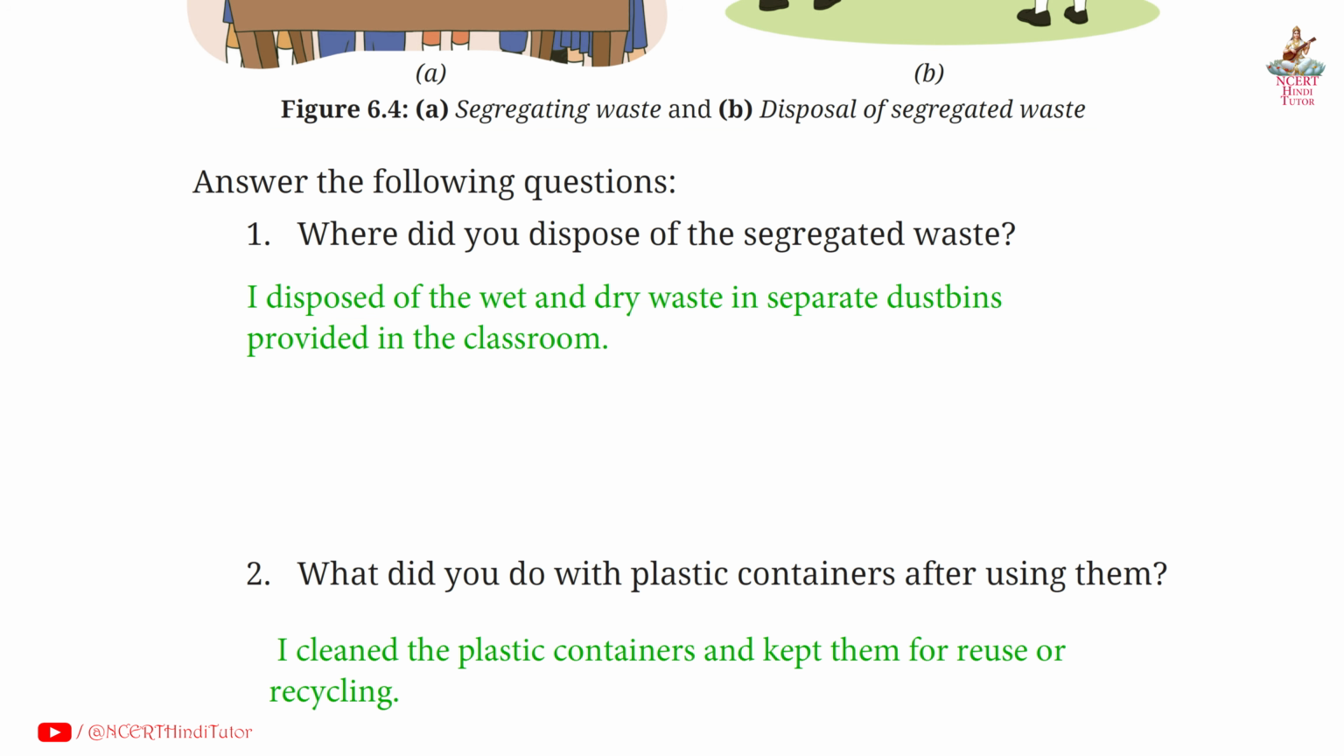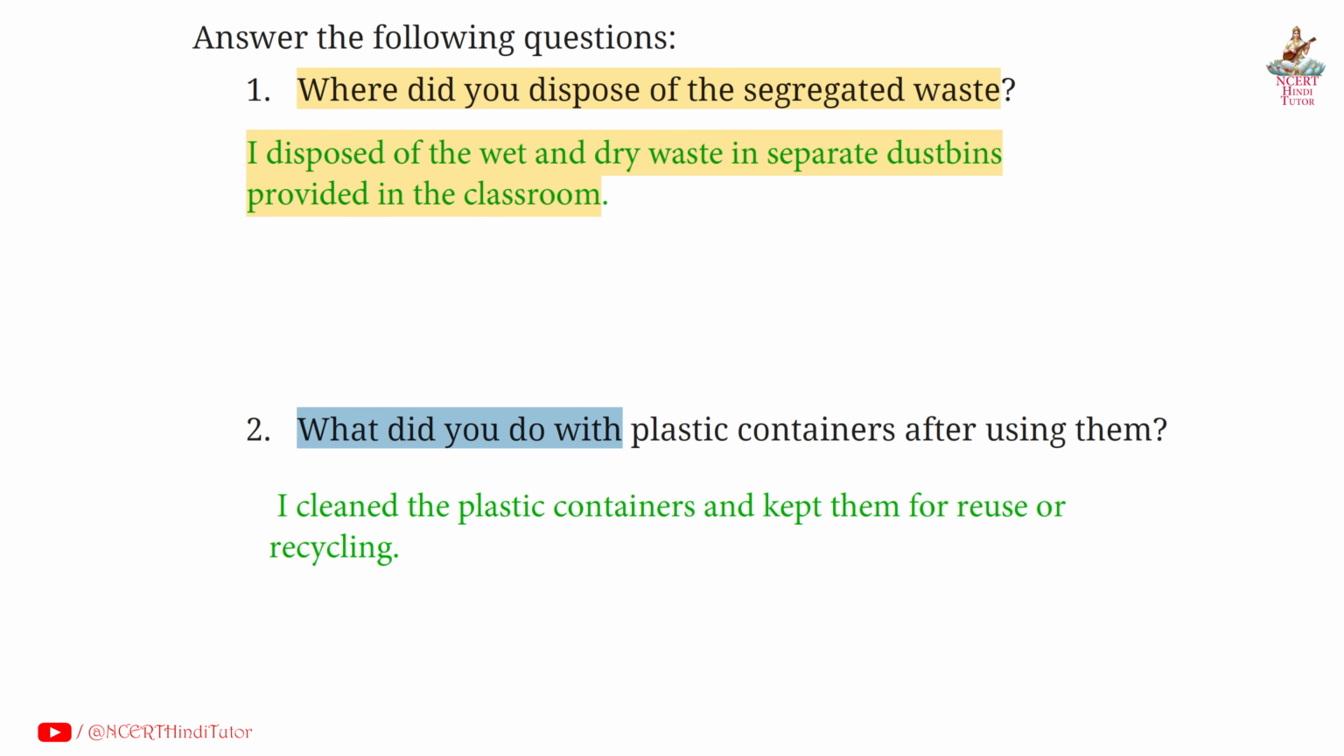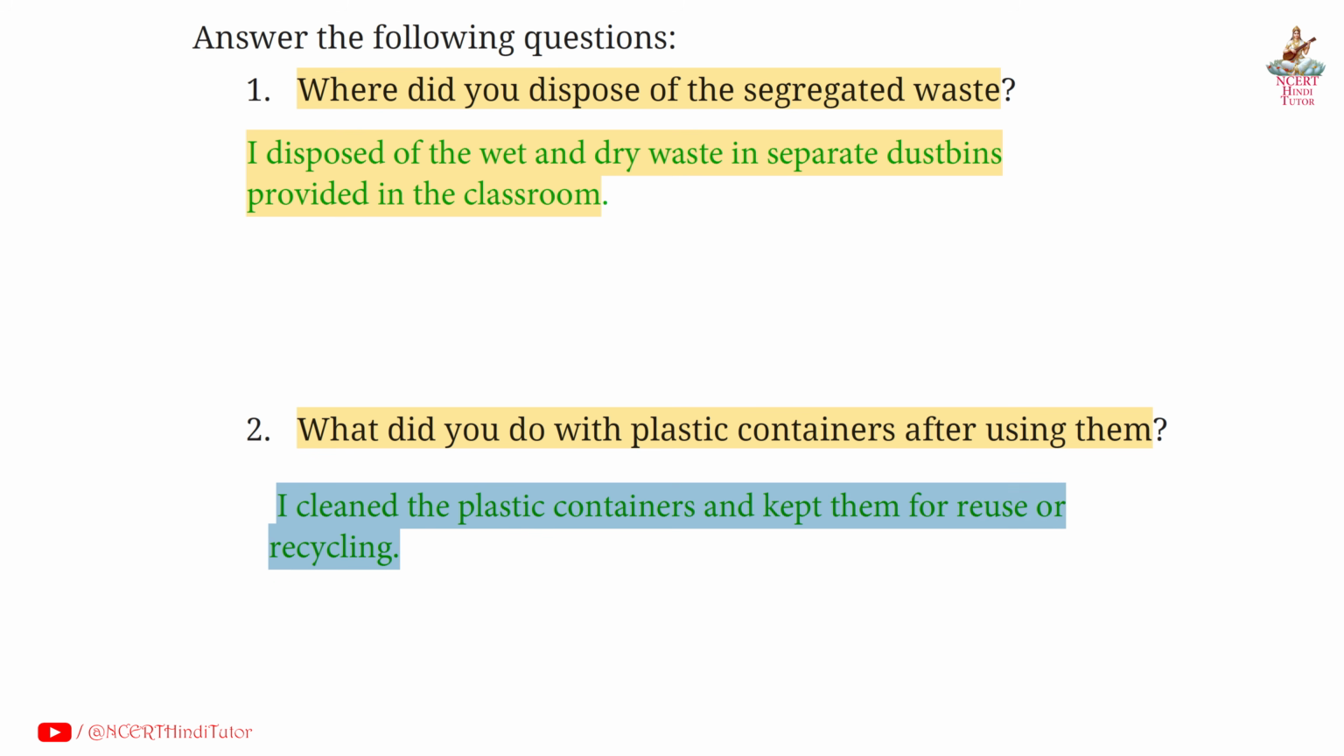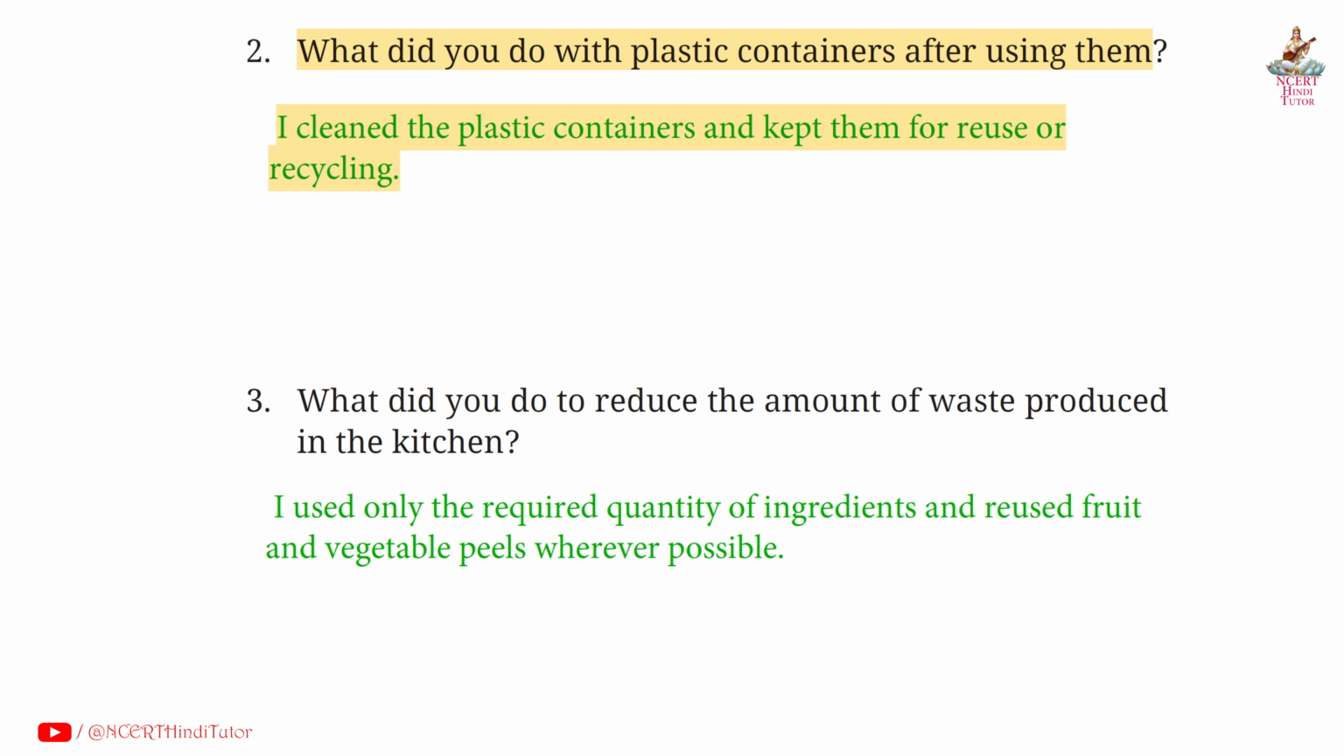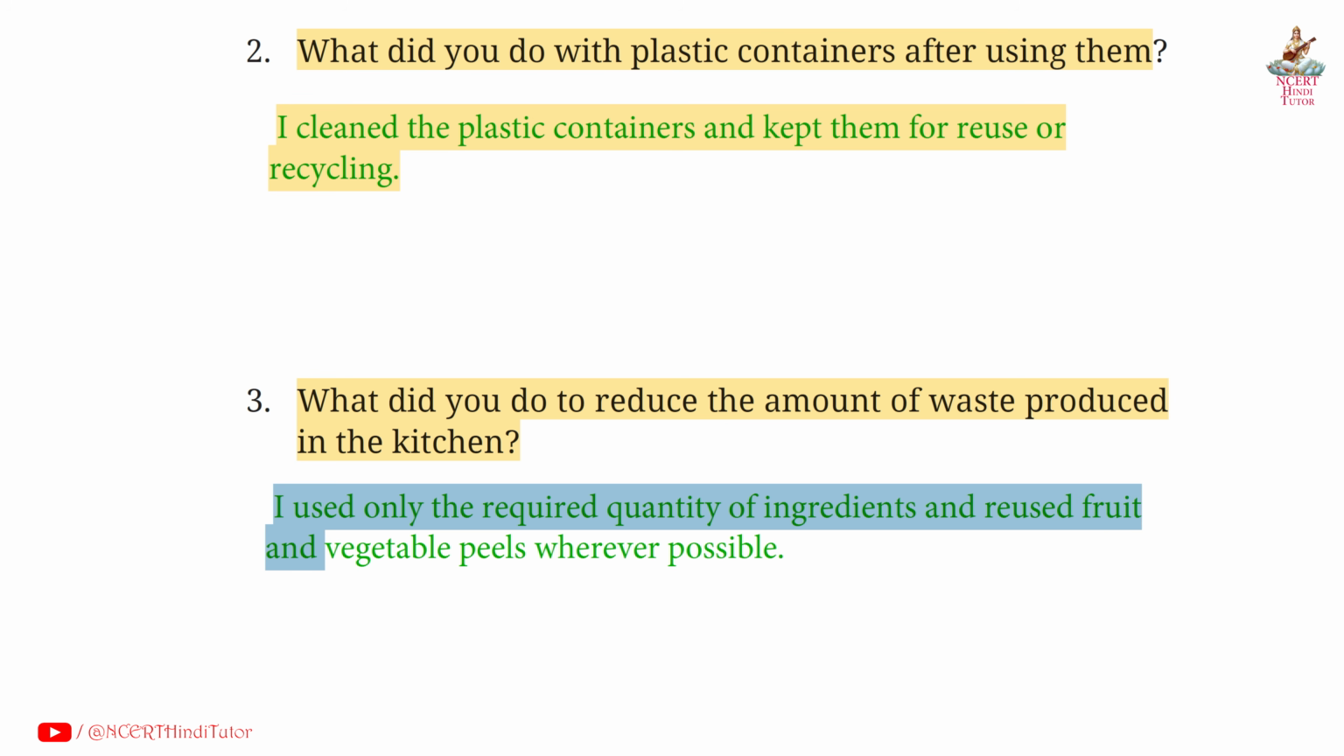Page 143, question 1. Where did you dispose of the segregated waste? Answer: I disposed of the wet and dry waste in separate dustbins provided in the classroom. Question 2. What did you do with plastic containers after using them? Answer: I cleaned the plastic containers and kept them for reuse or recycling. Question 3. What did you do to reduce the amount of waste produced in the kitchen? Answer: I used only the required quantity of ingredients and reused fruit and vegetable peels wherever possible.